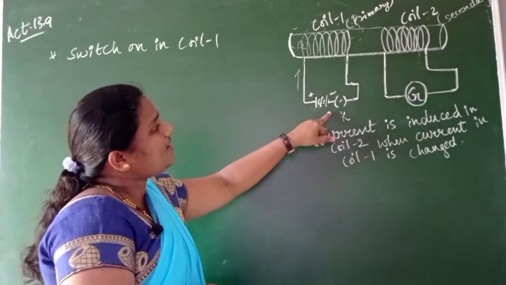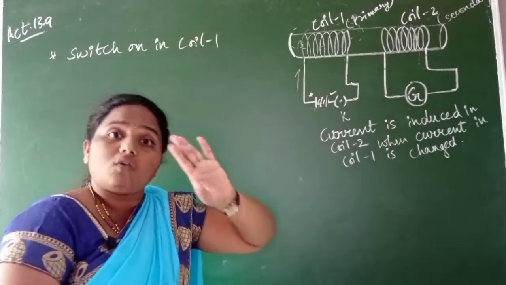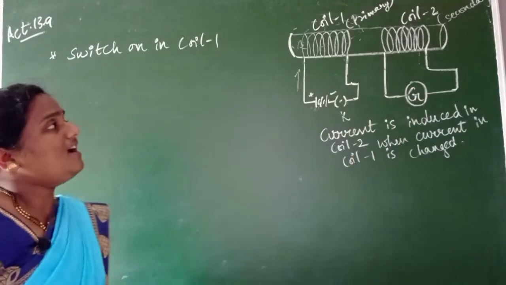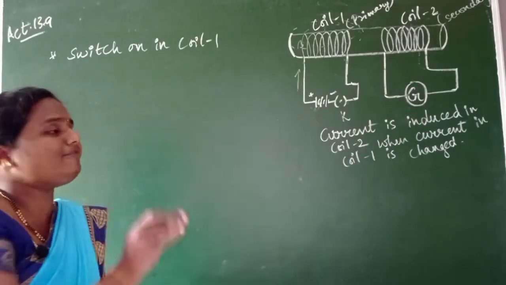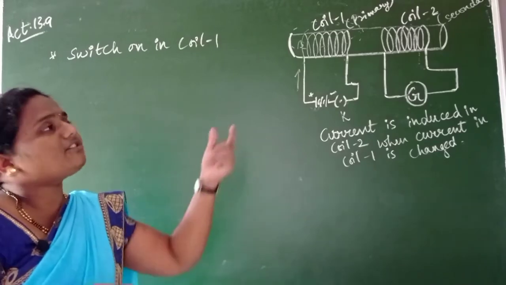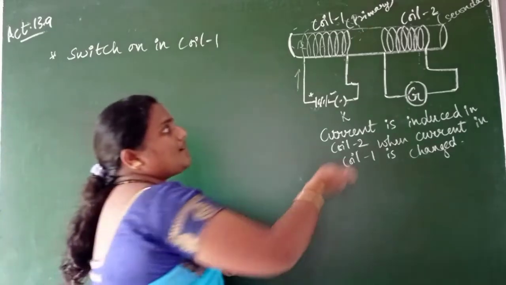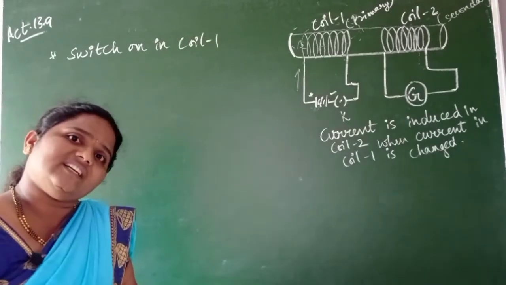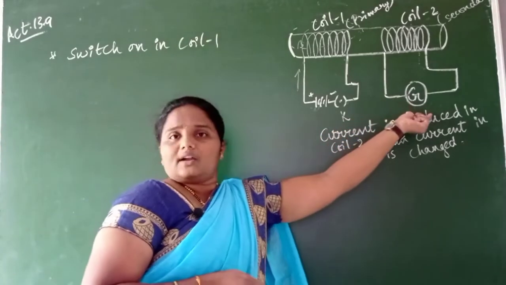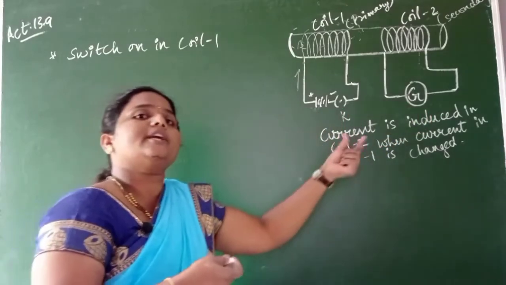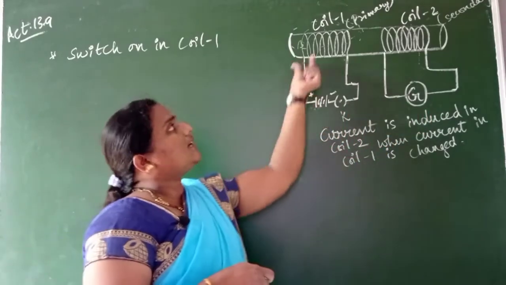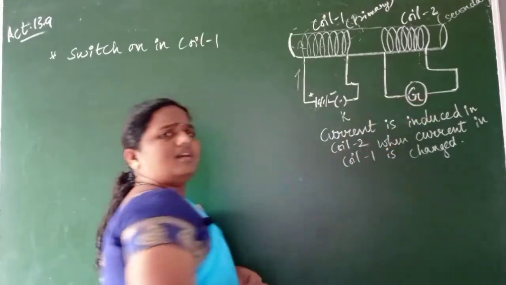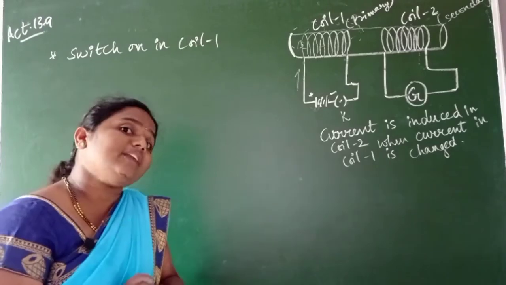So when the current started flowing in coil 1, it was found experimentally, children, that there is a small deflection in the galvanometer of coil 2. We have not passed any current to the galvanometer; we have only connected it. We connected the battery to the first coil, so the current flows there. But why is the galvanometer showing deflection?